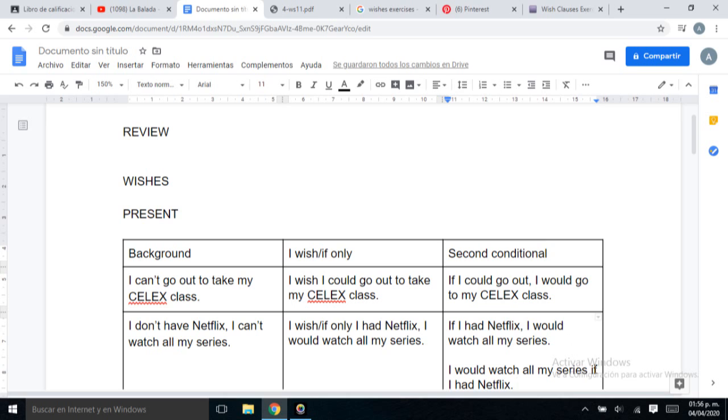Then be careful again. Doesn't matter if the order is different. If will always have the verb in past. And the principal clause will always have the modal verb. And after modal verb, a verb in simple form, like this one. So, as you can see, we didn't modify anything except for the order. Then, so far, we have checked two different ways to express wishes in present. Let's talk about the future.